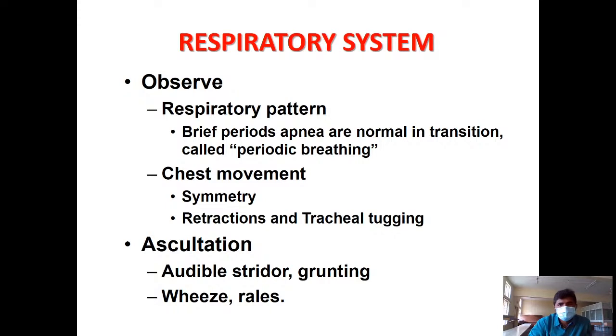So next, coming to organ systems, starting with the respiratory system. In the respiratory system, observe whether the respiratory pattern is normal or periodic breathing. Then chest movement, whether symmetrical chest movements are there or not. Then retractions, then tugging, then auscultation, whether normal vesicular breath sounds are heard or not. Any grunt, wheeze, rales. So these are the things you need to examine in the respiratory system, just like in a child or an adult.